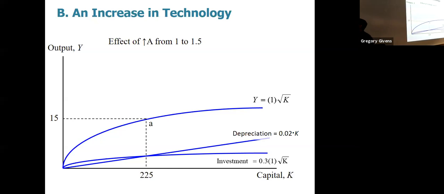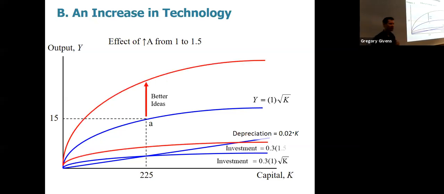A enters the production function right here. So if A is bigger, 1.5, it's going to shift up the production schedule. But notice something different about this exercise compared to the last one. Because it shifts up the production function, it's also going to shift up the investment schedule at the same time, because investment is just a constant fraction of output. So both of those schedules move higher.